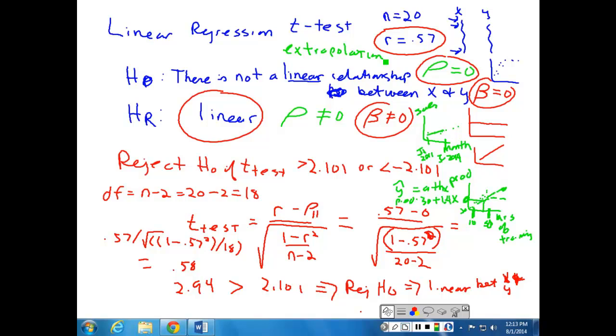So I think for homework, let's try that one, number 2 right there, the hours of training and worker productivity. And then on the previous page, number 3, the favorite beverage and demographic group.